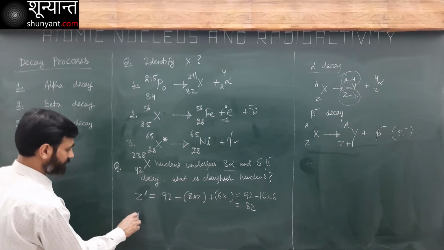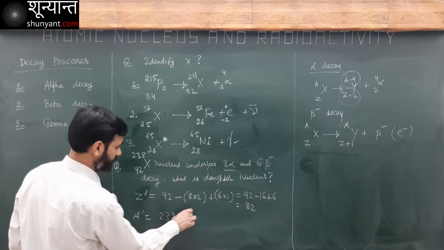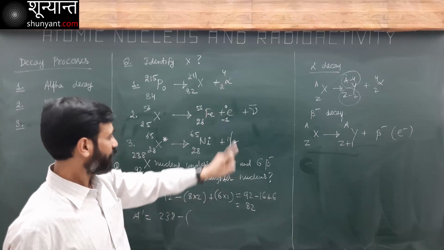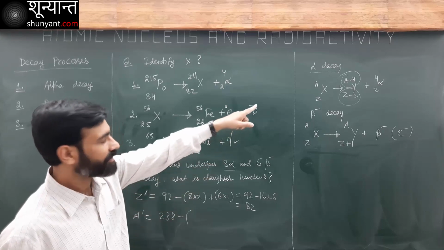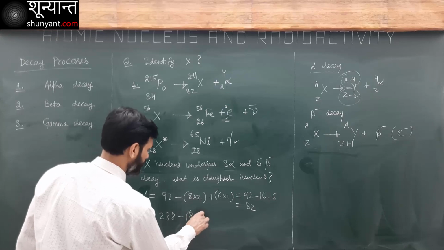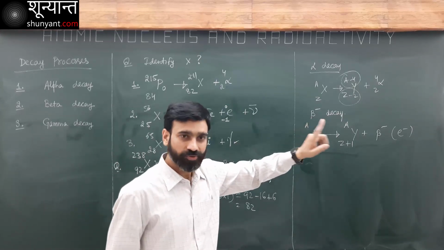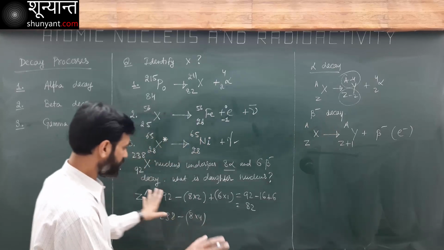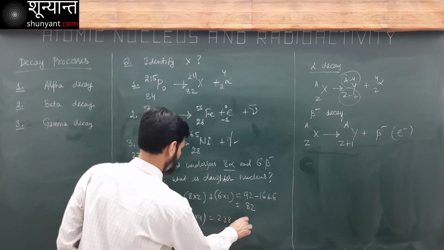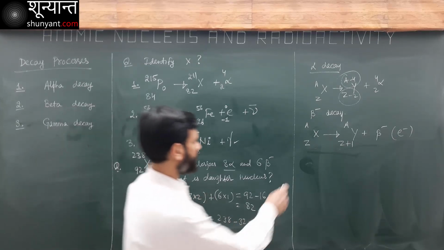What about A dash? It is going to be equal to 238 minus: because of alpha decay, the mass number decreases by 4, so because of 8 alpha decays, 8 times 4. Because of negative beta decay, there is no change in mass number. So this is 238 minus 32, which is 206.